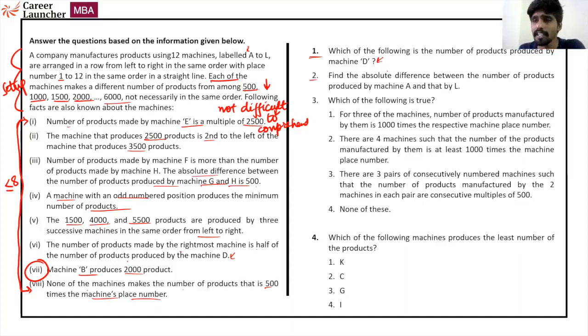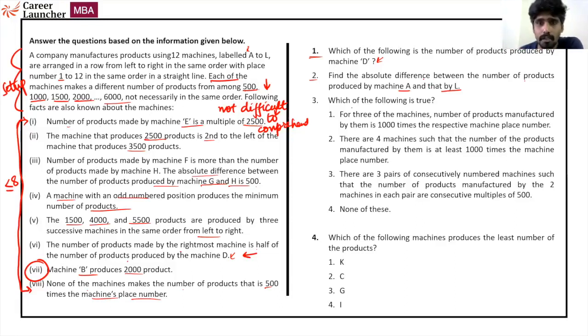This has to be a fixed answer question. That means you will be able to find that. So if you are able to find that, by virtue of this point, you will also be able to find what is produced by the rightmost machine, that is machine L. Find the absolute difference between products produced by machine A and machine L. Okay, this can also be found out from the set.